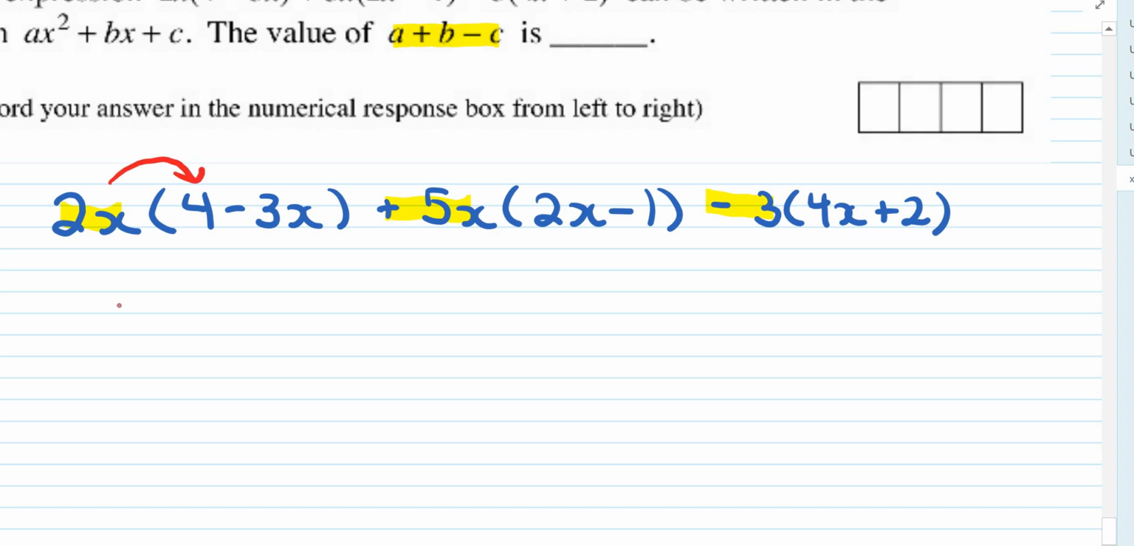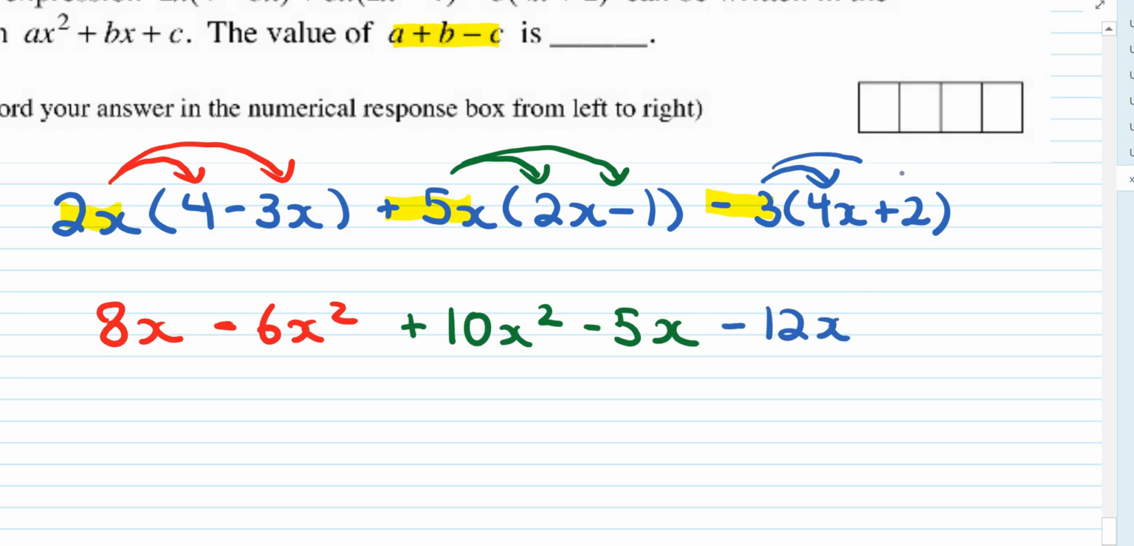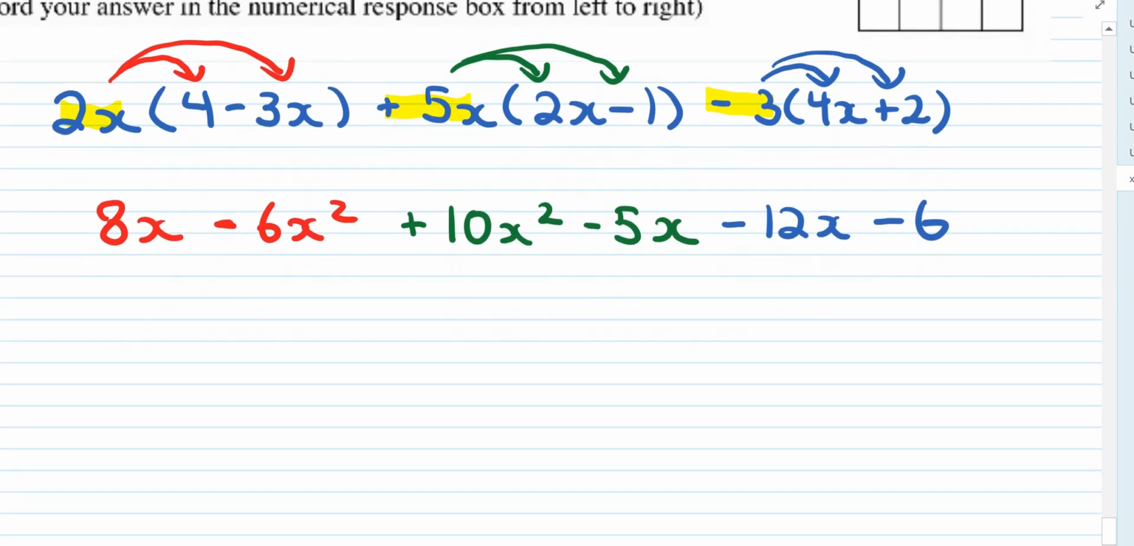So 2x times 4 is going to be 8x, and 2x times negative 3x is going to be minus 6x squared. And then if I go into the brackets here, I get positive 10x squared, and then minus 5x. And then finally over here, if I distribute using the blue marker, a negative 3 times 4 is going to be negative 12x, and negative 3 times positive 2 is going to be negative 6.